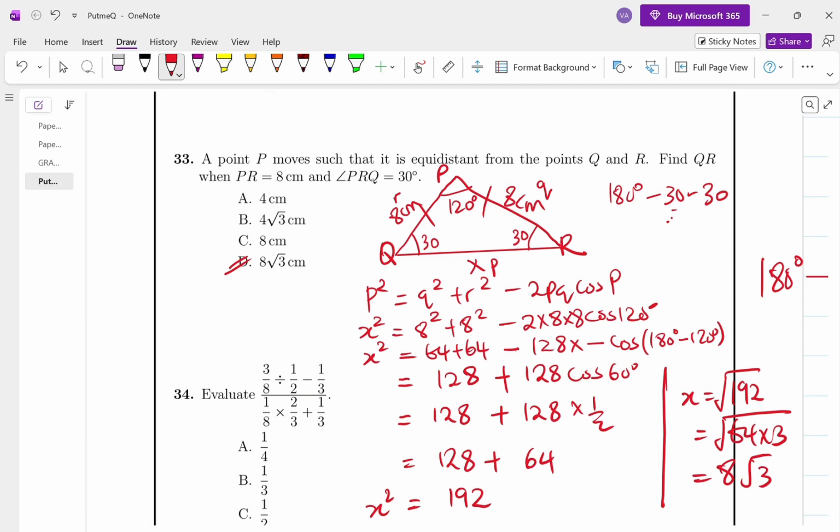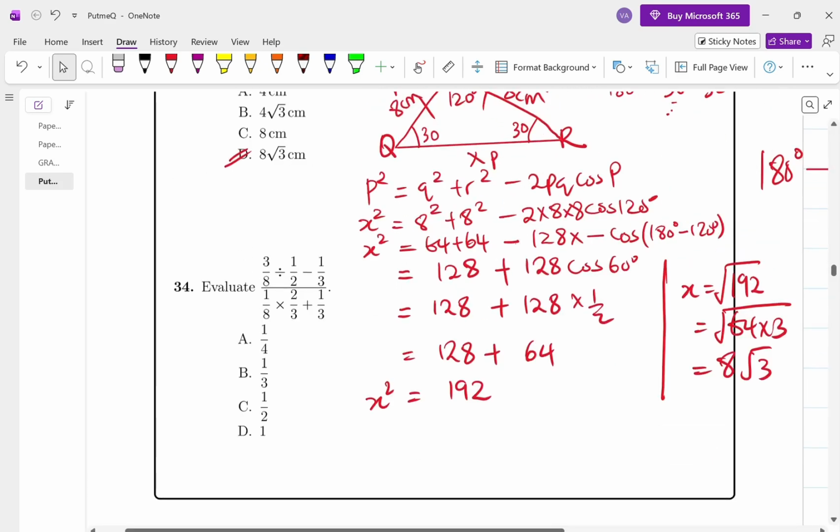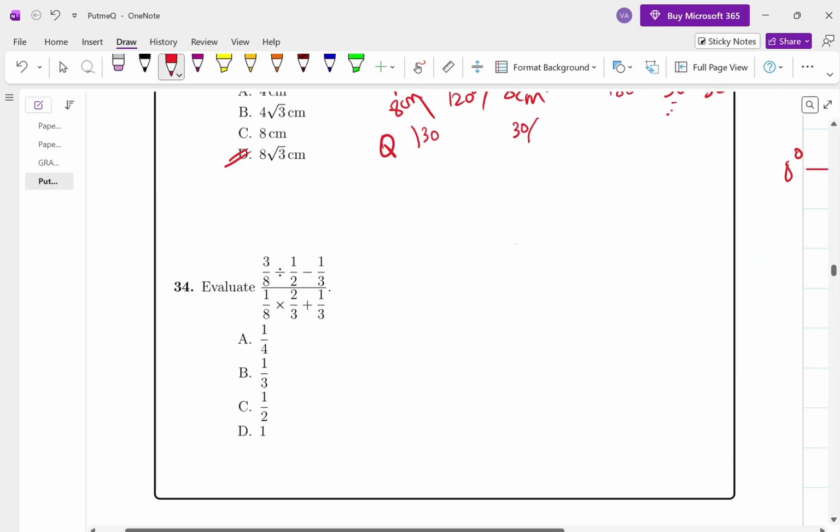Okay, sadly, I have to wipe this out now, because I need some space. Okay, so question 34, we're asked to evaluate this very fraction. So what you would want to do is to first do the numerator and the denominator separately. So over here, I have to do this first.